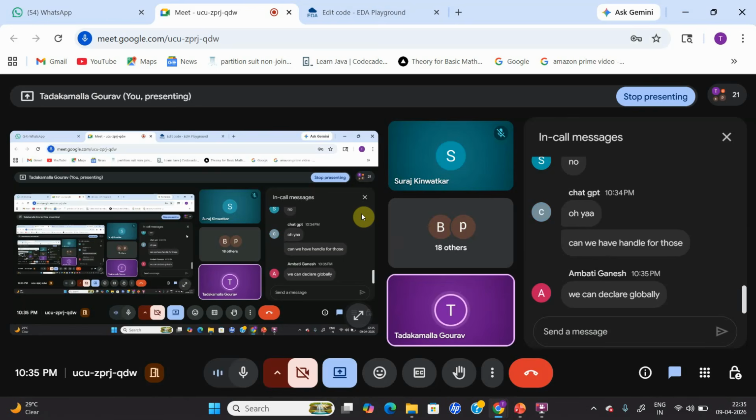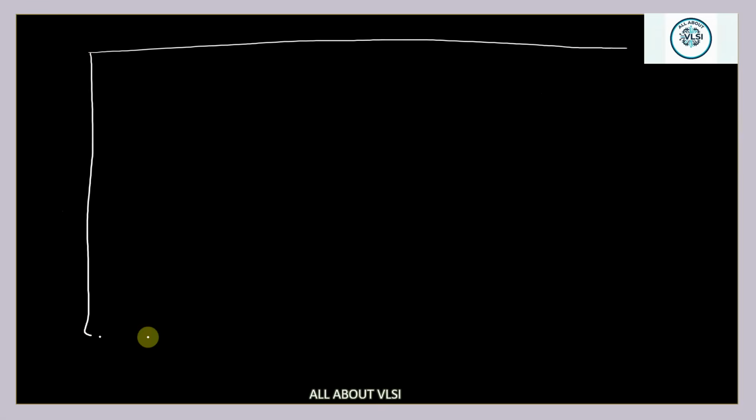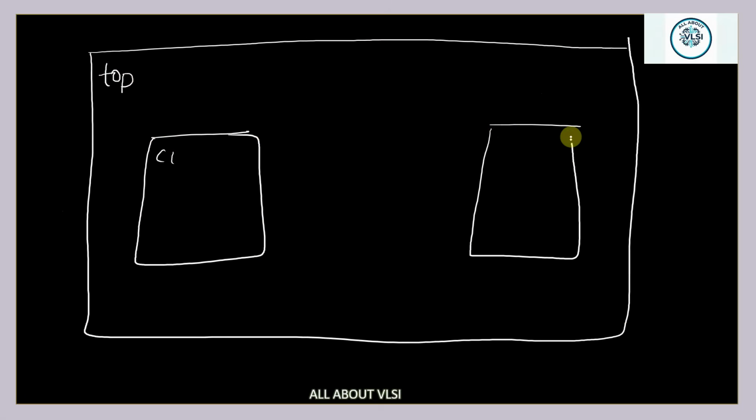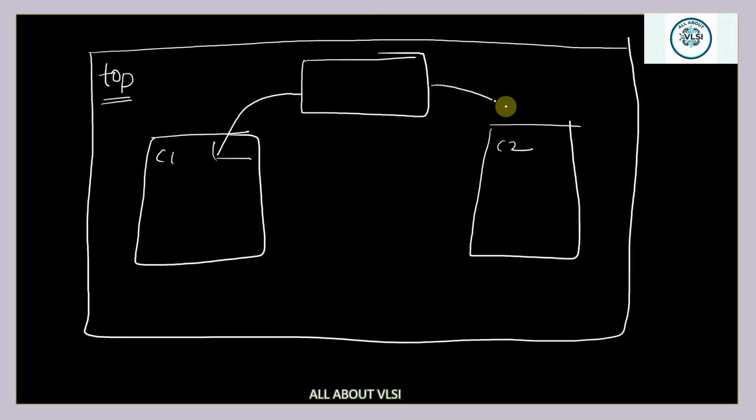Exactly, we are going to declare it globally. Globally in the sense, where are we going to declare? What is global here? Here, we are going to take one more class. This particular class, let's say it has some top. This class is going to have C1 and C2 handles. And in this top, we are going to declare the mailbox memory. And this mailbox memory handle will be passed to C1 and this will be passed to C2.